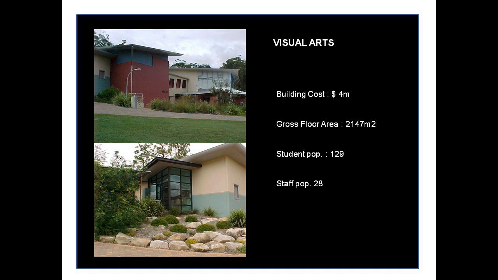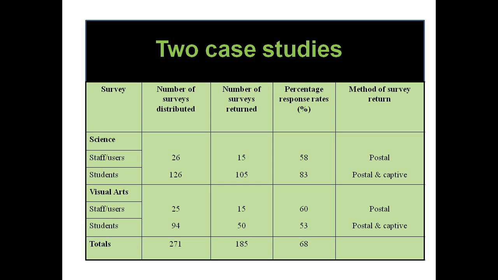So as I said before, what will be interesting here will be the results, because the people that are using the buildings are very different, what they're looking for and what they require from the space. So let's have a look at the 2 case studies now in a bit more detail. So if we look at how the survey was approached, this is a simple matrix showing the number of surveys distributed. So there was 271 distributed overall, number of surveys returned 185, and percentage of response rate 68%. So that's really not too bad.